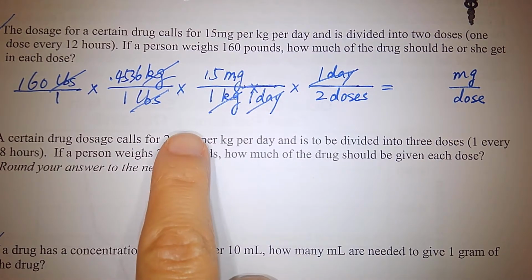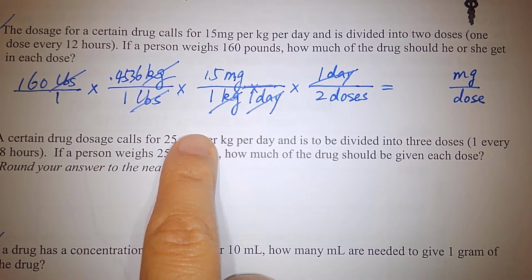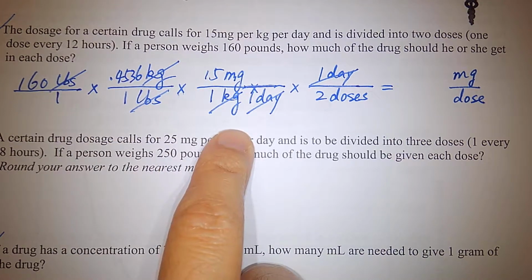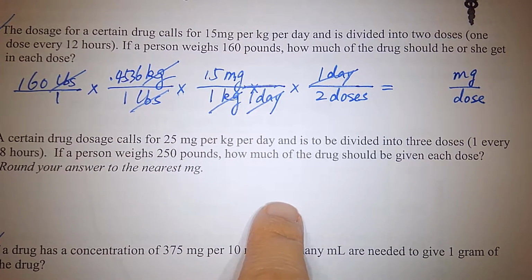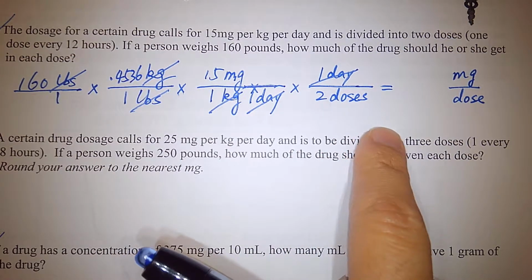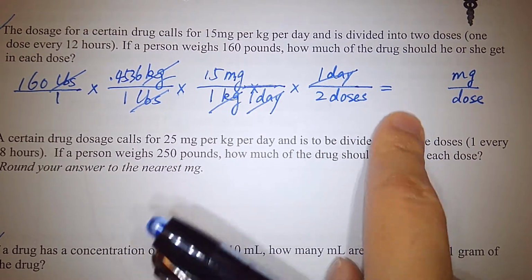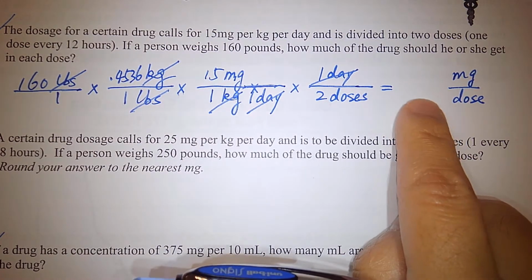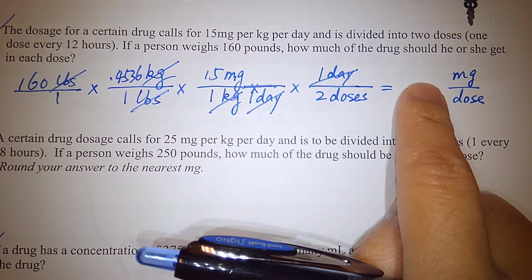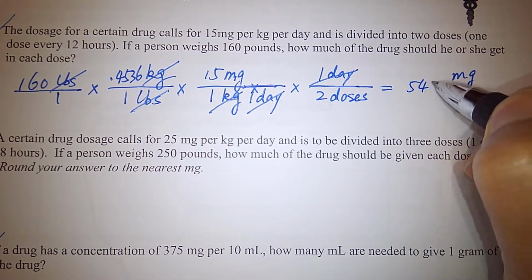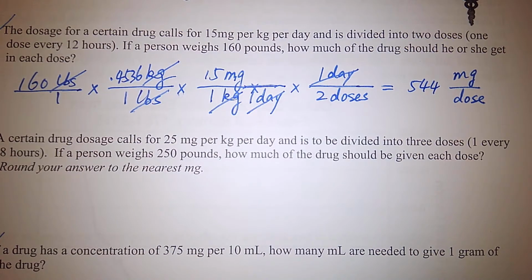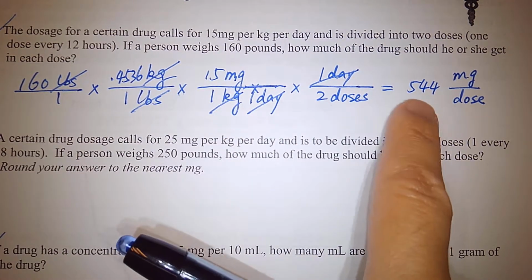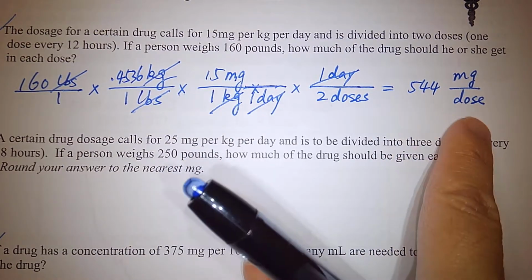What do you think about this question? Well, it looks very fancy, but once we work on it, it's okay, right? What is your answer? What do you get for here? 544 milligram per dose. Everybody? Yeah, type in everything correctly, and then we should get 544 milligram per dose.